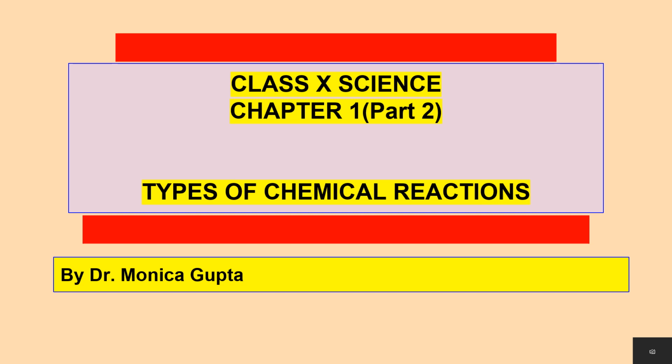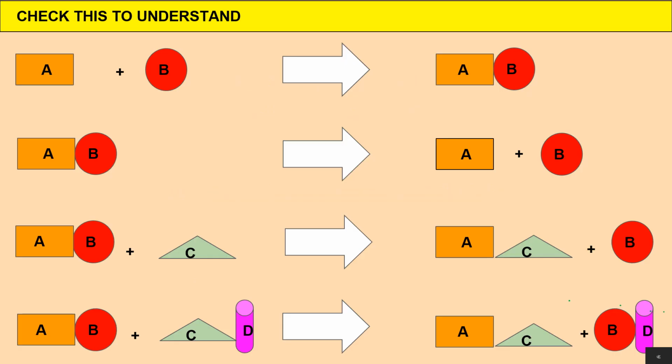Hello students, this is the second part of my presentation from chapter 1, Chemical Reactions and Equations. In this, we are going to study the various types of chemical reactions and their examples. It becomes very easy to understand all the types of reactions if we visualize this figure. Here, chemicals are represented by English letters A, B, C and D.